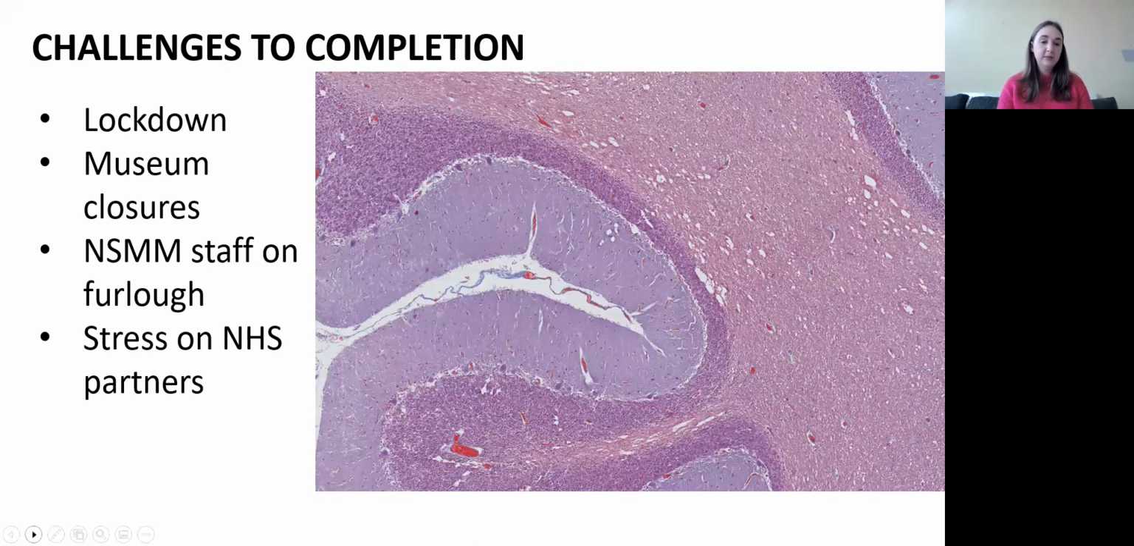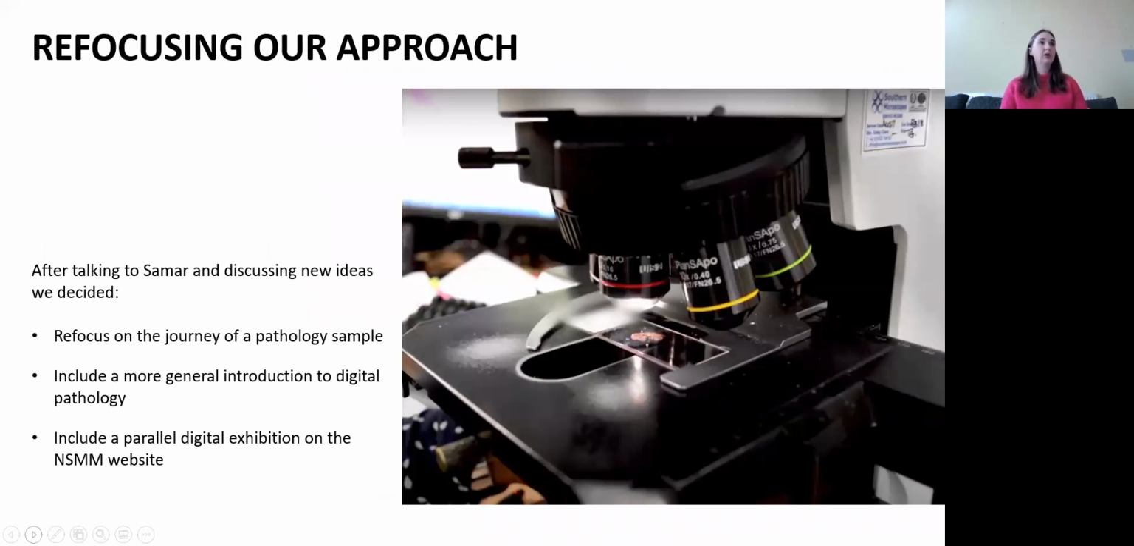Next slide, please. So once we developed the new idea for the display, Samar sent through the existing photographs which illustrated the actual steps the sample goes through. I believe these were from previous pathology outreach projects that she had undertaken. And it was from those that we discussed what processes were absolutely necessary to show with a photograph, and which could perhaps be mentioned in a label alongside another photo.